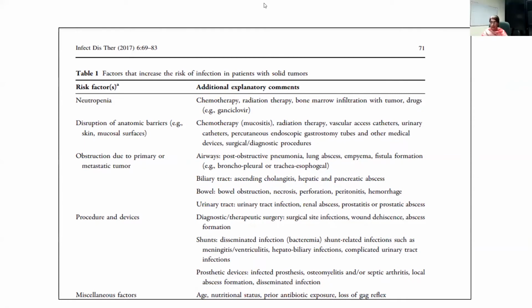Then the use of various devices and surgical procedures also increases the risk of infection, like surgical site infections, wound adhesions, then CNS shunt infections, and then the infections associated with various prosthetic devices. And then there are the miscellaneous factors like age, nutritional status, and prior antibiotic exposure.